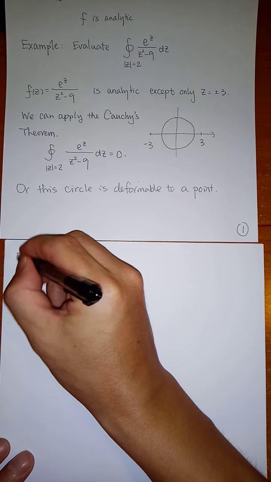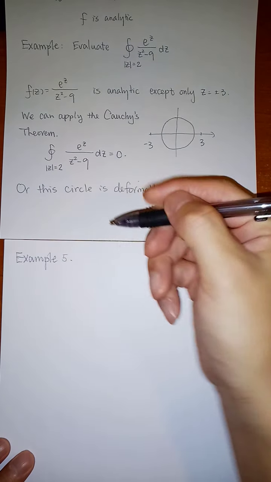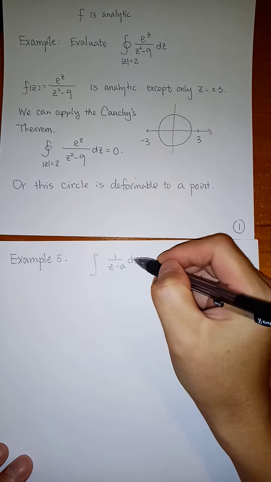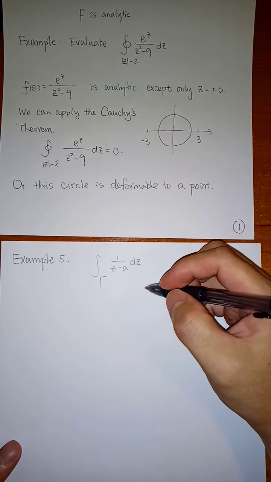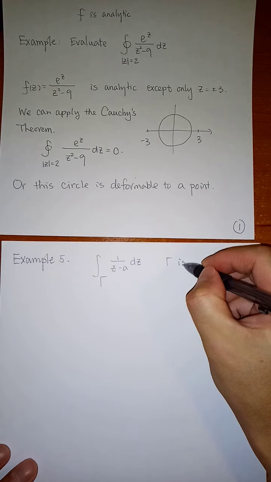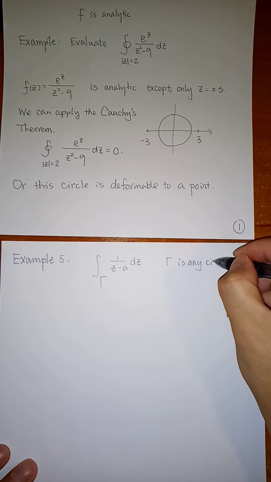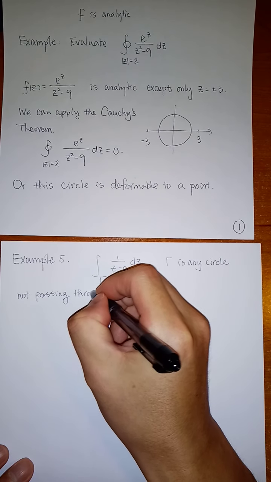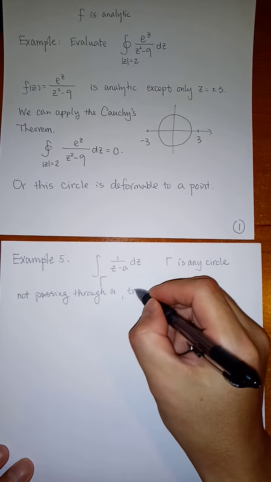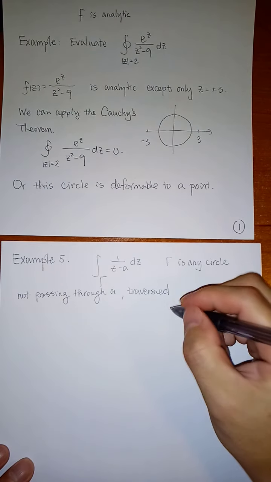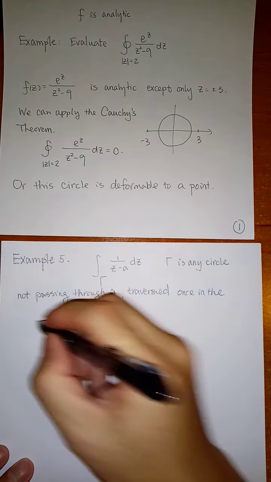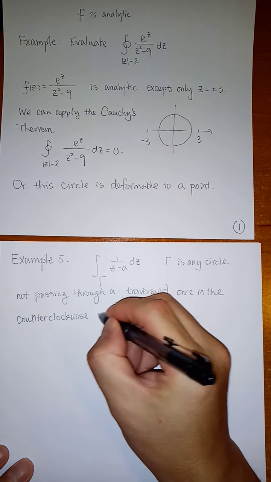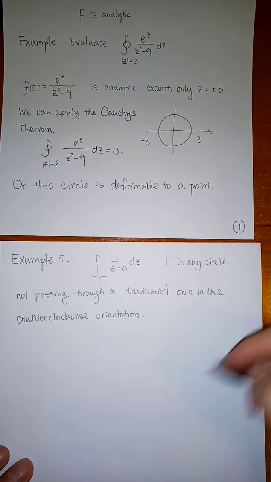Okay, and then next example. Let's talk about the function 1 over z minus a, and the loop gamma is any circle not passing through a and traversed once in the counterclockwise orientation.